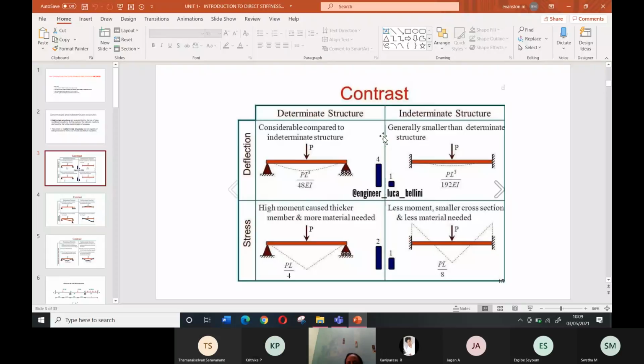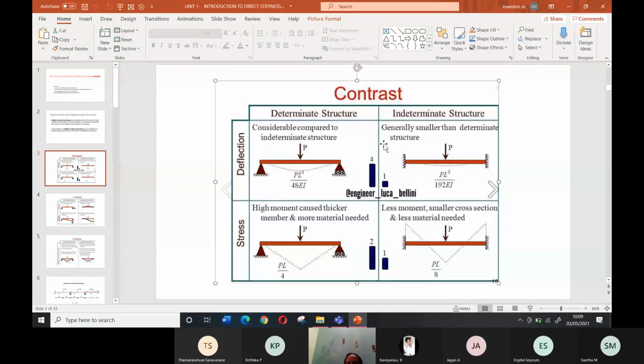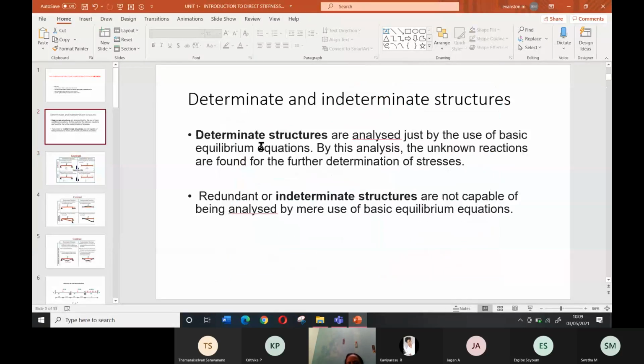Okay. So the first unit you have determinate structures and indeterminate structures. That is the difference between determinate and indeterminate structures. Determinate structures, that is you have the equilibrium equations. The unknown reactions can be found out using the equilibrium equations. So what are the equilibrium equations? Sigma H is equal to 0.